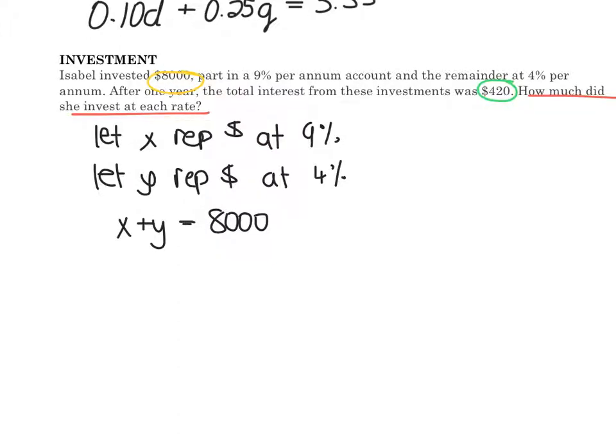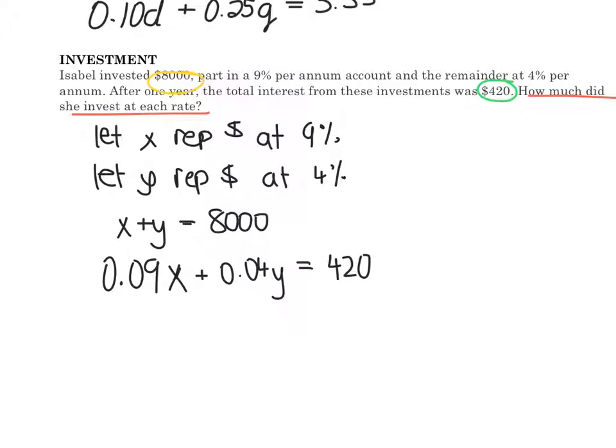Now, the next equation is going to come from the 420. That's how much the bank is giving her. So, the bank's going to give you 9% of how much you invest at 9% and 4% of the leftover. When you add that up, you're going to get 420. When you take a percentage of a number, we have to turn that into a decimal. So 0.09 of X dollars plus 0.04 of Y dollars is going to give me the total that the bank gives you back at the end of the year.